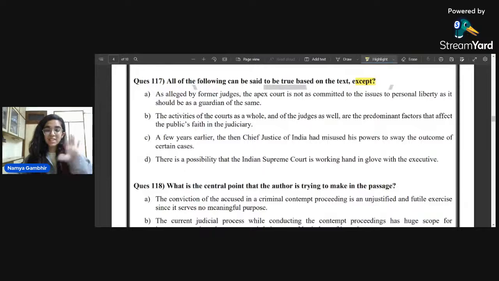But the option itself says that there is a possibility. Unlike the C option, which makes a very affirmative claim, the D option is also merely hinting at a possibility of such a thing. So that's the difference. That was the catch over here: most of the statements were opinions that were expressed, even the first option, that the apex court is not as committed to issues of personal liberty. But the other two options clearly mention that there is a possibility or it has been alleged, but the C option makes a very conclusive claim about that being true, which is something that we cannot infer from the passage. So C would be the correct answer because we cannot say that it is true based on the limited information that we have been given.